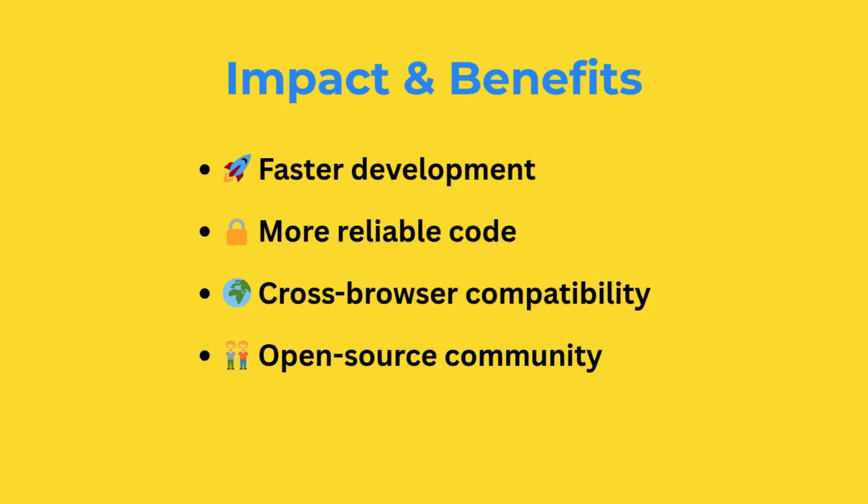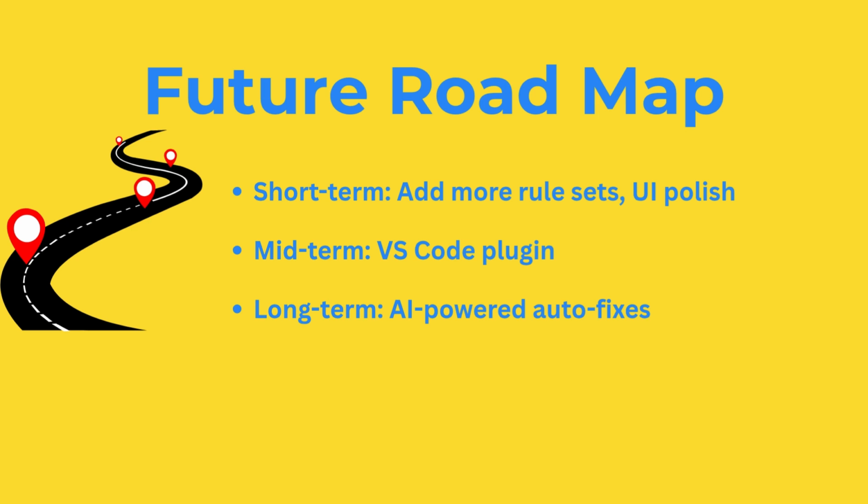Impact and benefits: faster development, more reliable code, cross-browser compatibility, and an open source community. Our roadmap includes adding more baseline rule sets, polishing the UI, and releasing a VS Code plugin. Looking further, we see AI-driven auto fixes to not only detect issues but also suggest solutions instantly.